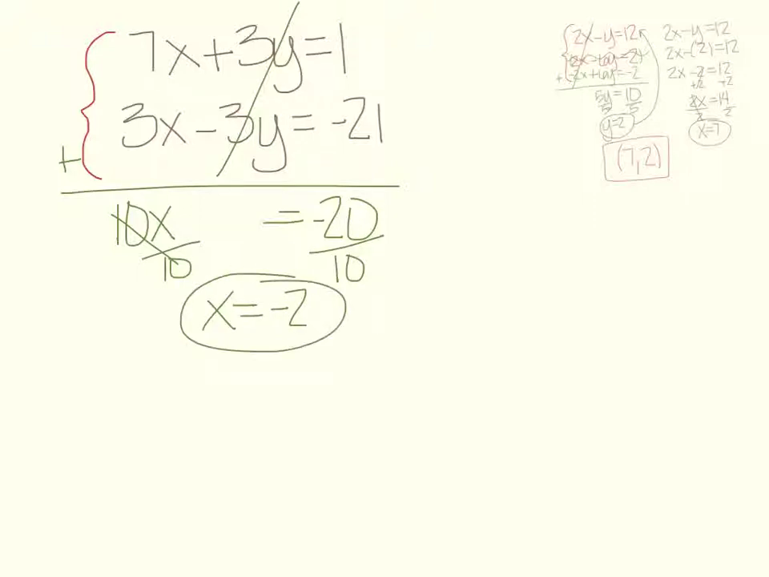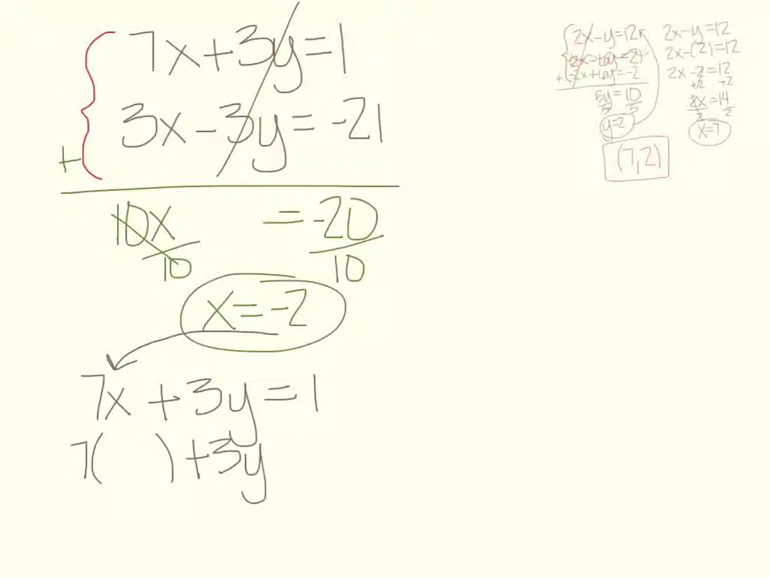So we can take this x value and plug it back in to either one of the original equations. I'll just pick the top equation, 7x plus 3y equals 1. And we'll plug the x value we found in for x. So 7 times x plus 3y equals 1. And the x value we found was a negative 2.